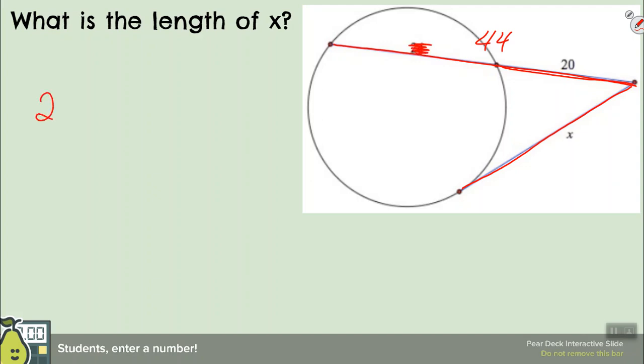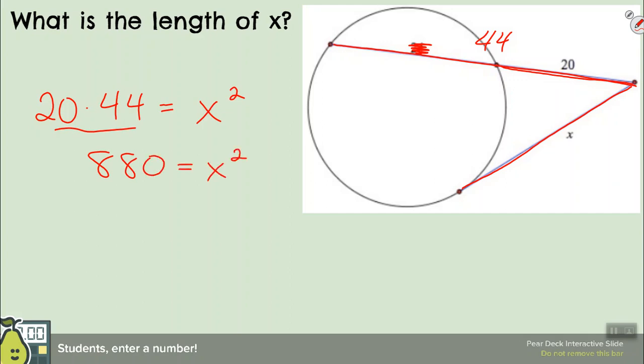We're going to do 20, the external part, times the entire thing, which is 44, and that equals the tangent segment multiplied by itself, which would give us x squared. So if we multiply these together, we would get 880, and that equals x squared. And then I guess we could simplify this as a radical, but I'm just going to actually change that into a decimal. That would give us that x is about 29.7. I'm going to round that to the tenths place.